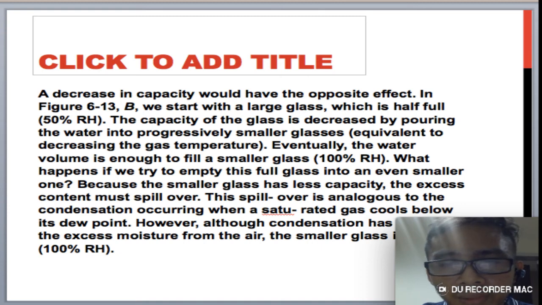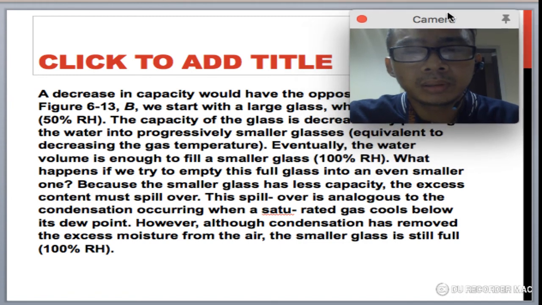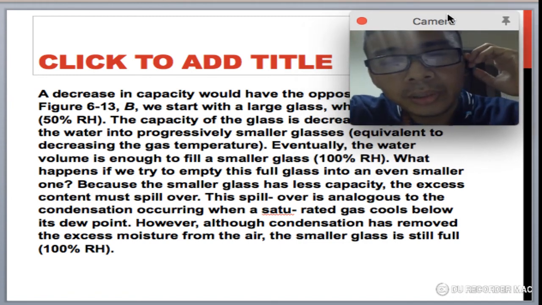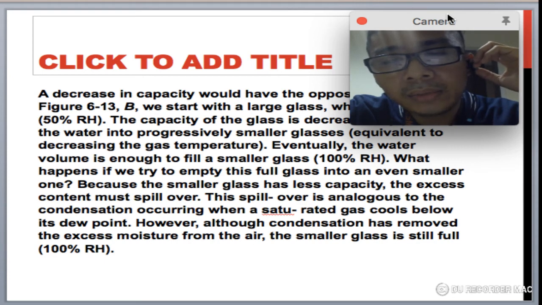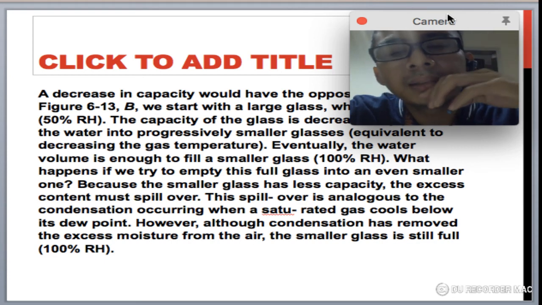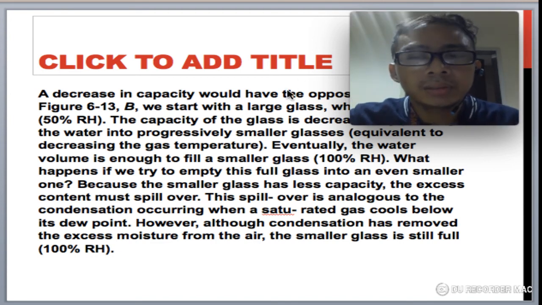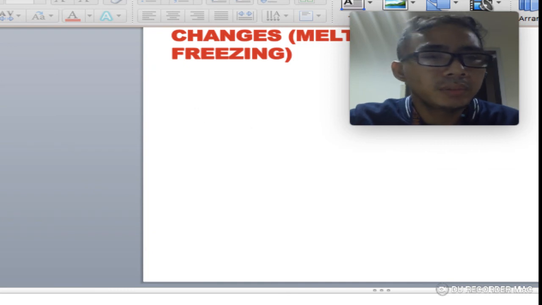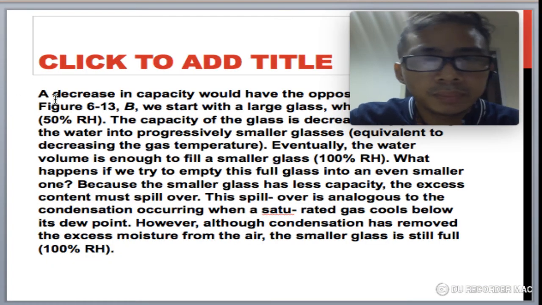The relative humidity. So you compare, contrast, and correlate on the figure of your book. However, although condensation has removed the excess moisture from the air, the smaller glass is still at 100% relative humidity. So it's an illustrative explanation about relative humidity.